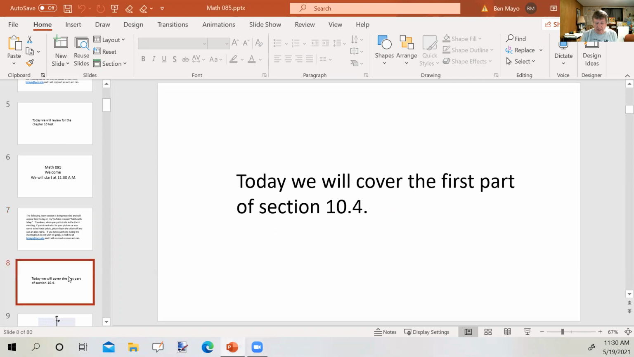All right, so today we're going to start looking at section 10.4. We'll also be covering section 10.4 tomorrow, as well as the chapter review. And all of this is due no later than Friday. Today's and tomorrow's assignments are all due by Friday at 11:59 p.m. Friday we'll be reviewing for the chapter 10 test, which will be on Monday.